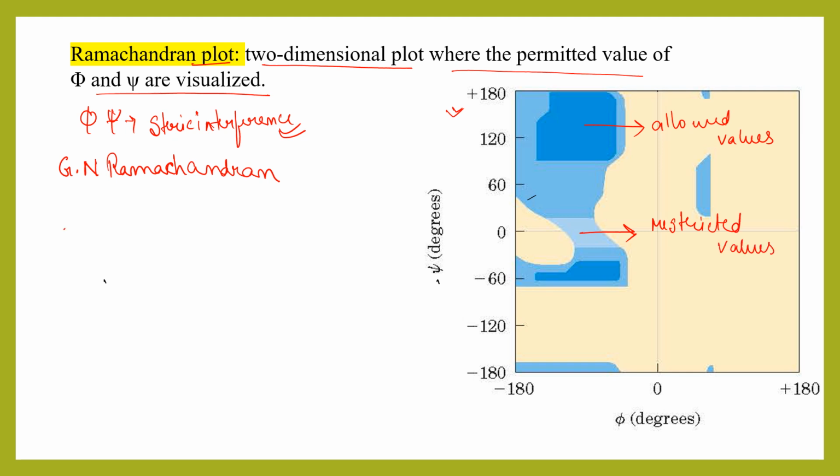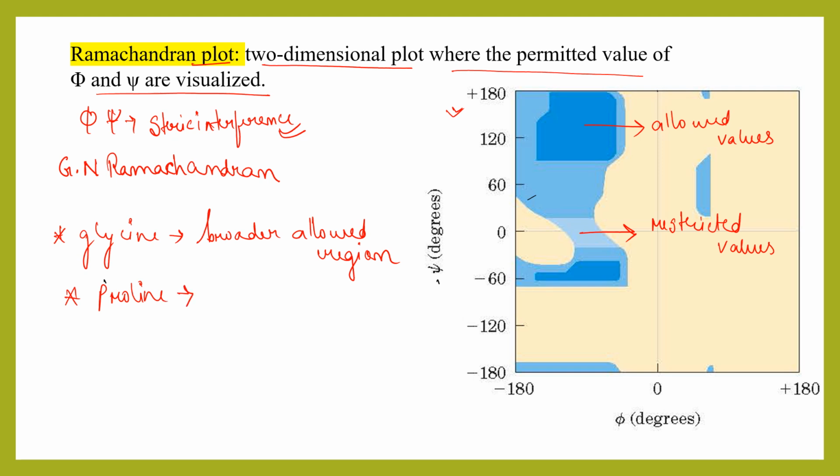Now there are some amino acids like glycine. Glycine, since we know that it is the simplest amino acid residue because it has hydrogen as its side chain, therefore it has less steric interference, and because of less steric interference it is considered to have a broader allowed region. Whereas proline, since it has a ring-like structure on its side chain, therefore it is considered to be the conformationally most restricted amino acid.